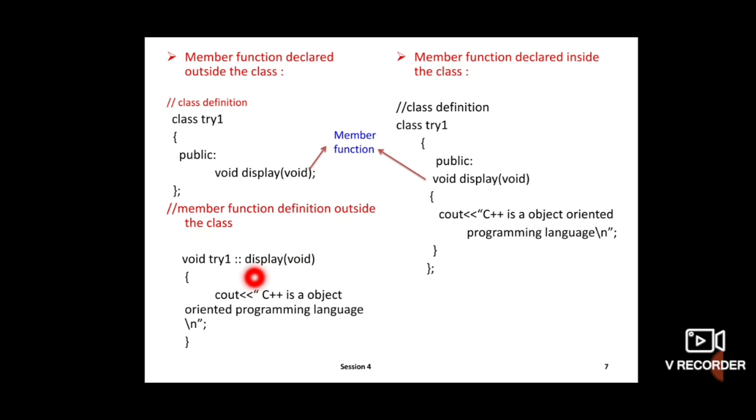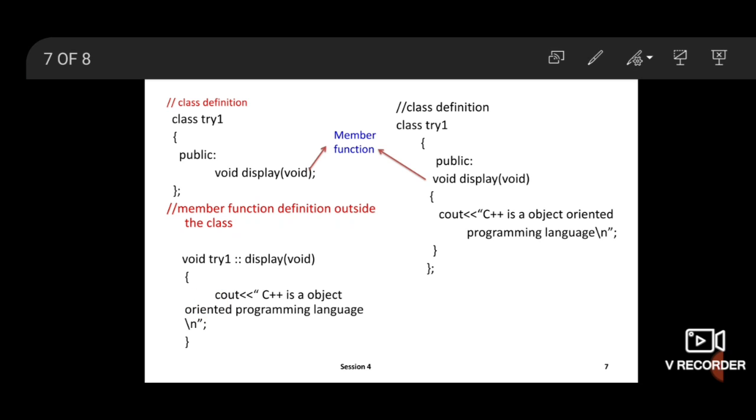Then the function name: what is the function name? Display, with no arguments, so write void here. Then begin, cout C++ is the object oriented programming language, semicolon, and the end is the function end. These are the member functions, display and this display.